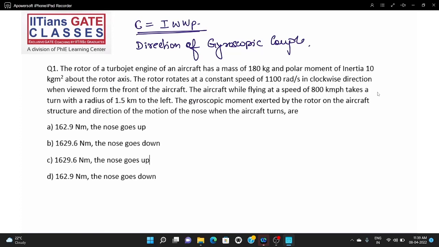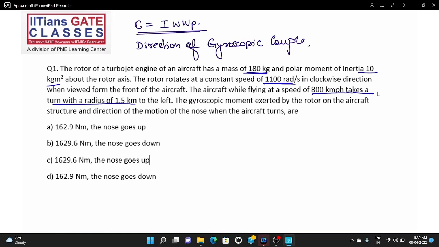Okay, the rotor of a turbojet engine of an aircraft has a mass, so mass is given, and a polar moment of inertia. Polar moment of inertia is given about the rotor axis. The rotor rotates at a constant speed of 1100 radian per second in clockwise direction when viewed from the front of the aircraft. The aircraft, while flying at a speed of 800 km per hour, takes a turn with a radius of 1.5 km to the left. Right. So all the data are given to calculate the gyroscopic couple.